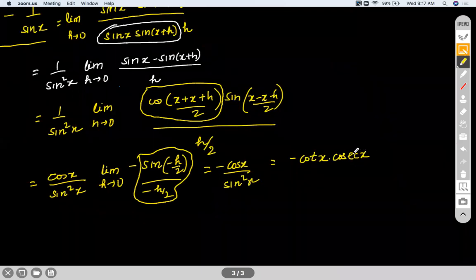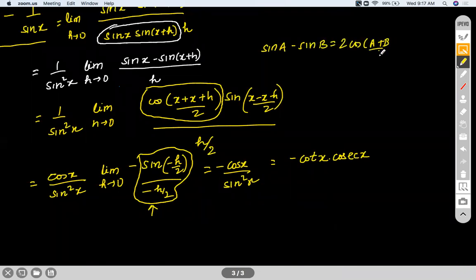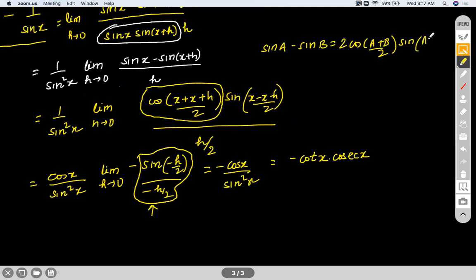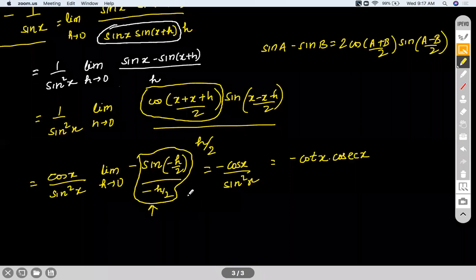Sir, could you explain from the second last step onwards? This step? No, the one above it. Okay, I used the transformation formula: sine A minus sine B is 2 cos of (A plus B by 2) sine of (A minus B by 2). That's what I did. Correct? Okay. Clear now?